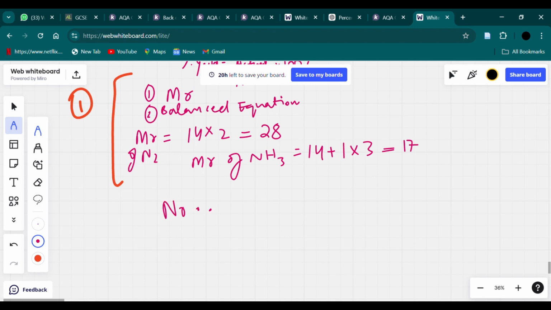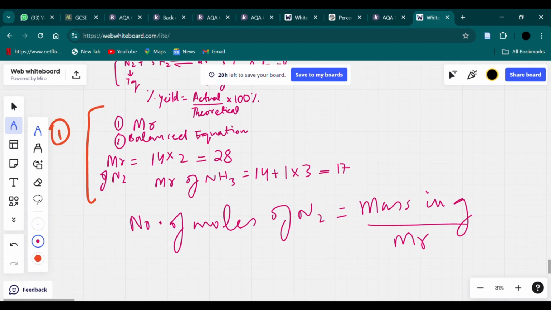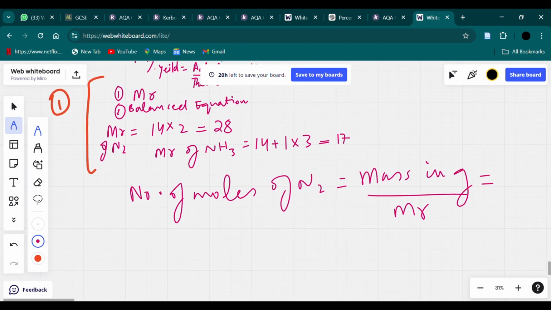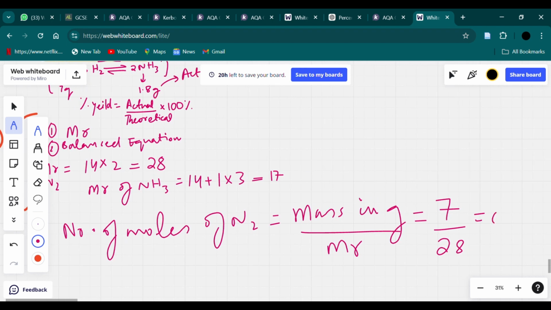First, the number of moles of nitrogen. The formula for number of moles is mass in gram divided by formula mass. So we will just substitute the values here. The mass of the nitrogen is 7, divided by the formula mass of the nitrogen, which is 28. So 7 divided by 28 is equal to 0.25 moles.